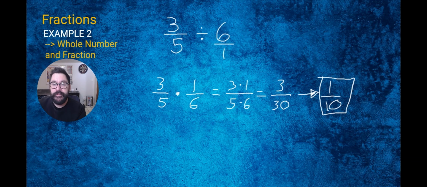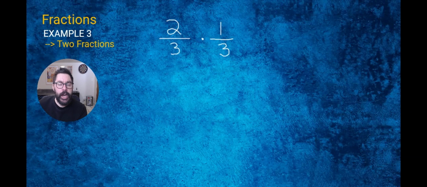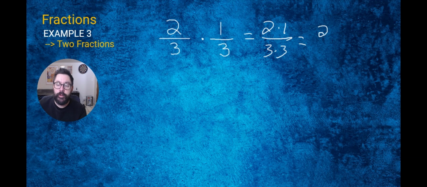Fascinating. All right. In this example, we've got two fractions, and maybe this is even easier than the first two examples. Let's just jump straight in because it's all ready to go. We can multiply the tops. 2 times 1, multiply the bottoms, 3 times 3. 2 times 1, we can get a 2 from that. 3 times 3, we get a 9 from that.